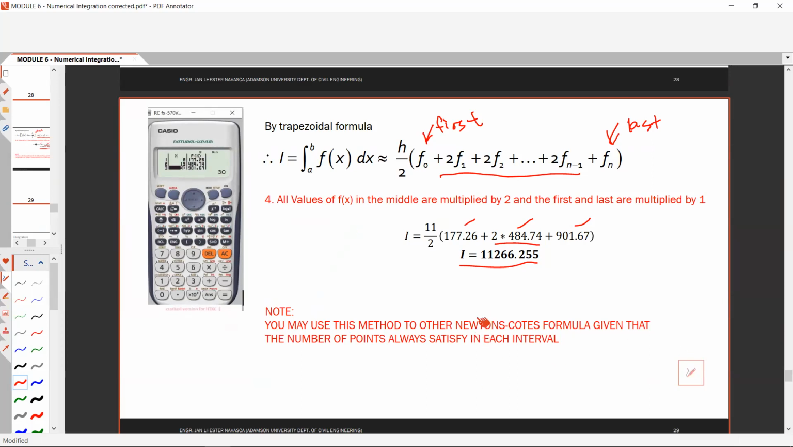Take note nyo lang na pwede nyo rin gamitin to sa Simpson's 1/3. Tabulate nyo, para hindi na kayo mag-solve ng f of x. Pwede nyo gamitin sa Simpson's 3/8. And you can also use this in Boole's rule.